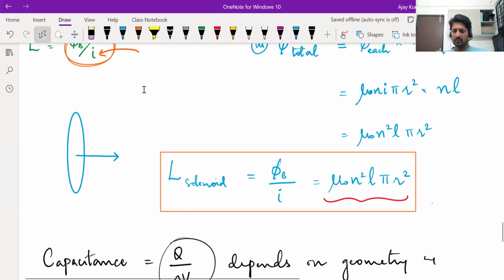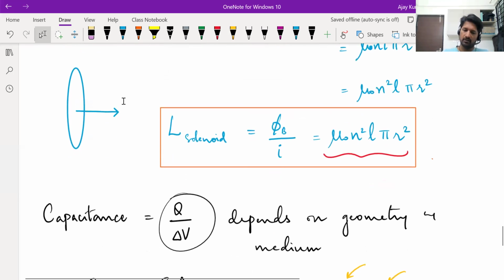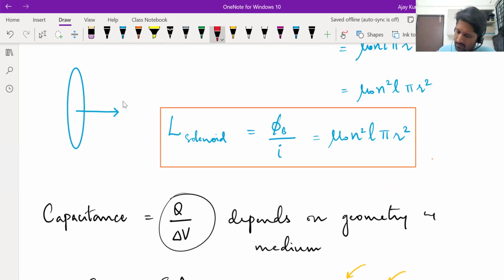Now you look at what the inductance of a solenoid depends on. Can one of you tell me what mu naught is? What is mu naught? Permeability of free space. Okay, so this is a factor which depends on the medium. If the solenoid is empty, then this is its inductance. If the solenoid is filled with some other material, you'll have to use permeability mu of that material.